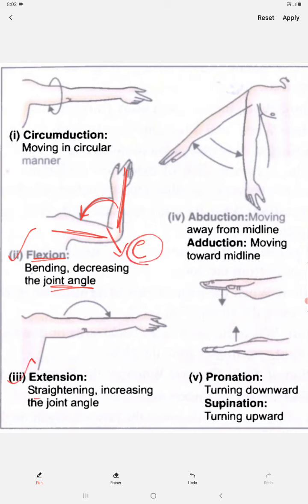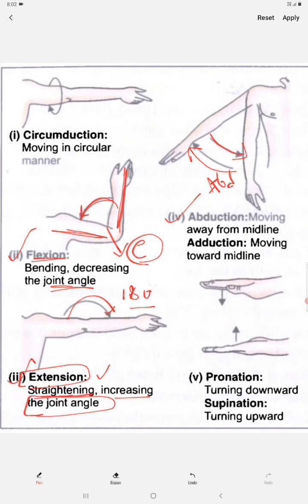And coming to the extension, the straightening, increasing the joint angle is called extension. We can see it is around a 180-degree angle. So this is the extension. Okay. And coming to the abduction, that is moving away from the midline. This is the abduction. Okay. And adduction, that is adding to the body, coming towards the midline of the body.